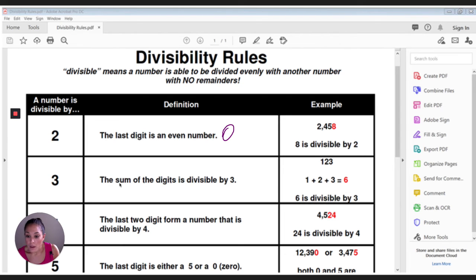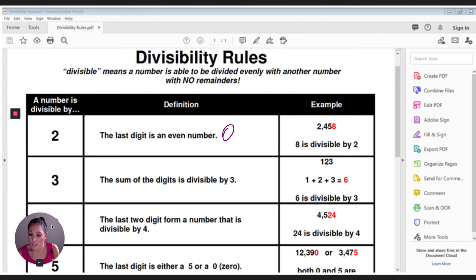So 3, the sum of the digits is divisible by 3. So you actually have to add the digits, okay? So the number 123, you're going to add 1 plus 2 plus 3 equals 6. You know that 3 can go into 6, so 3 can go into 123.